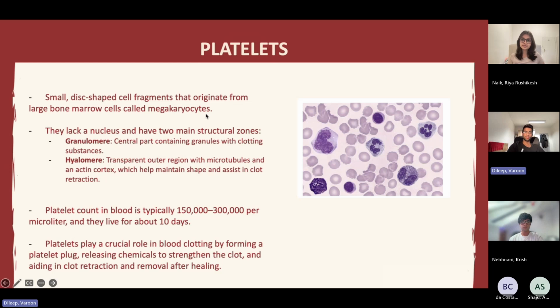Then when we talk about the count of the platelets, it's around 150 to 300,000 per microliter. And the basic function would be that they play a crucial role in blood clotting by forming the platelet plug, releasing chemicals to strengthen the clot, and aiding in clot retraction and removal after healing.